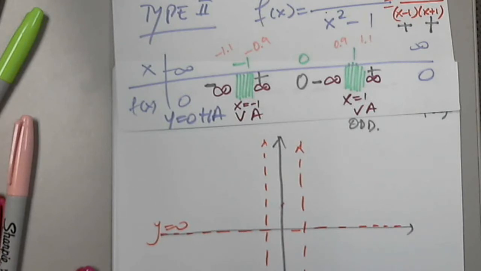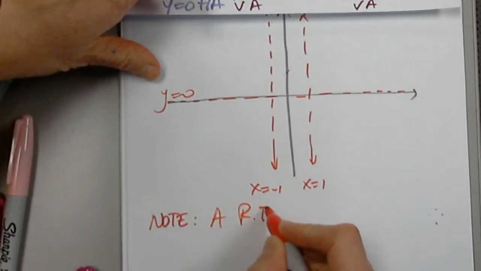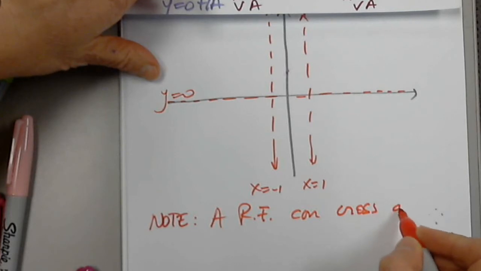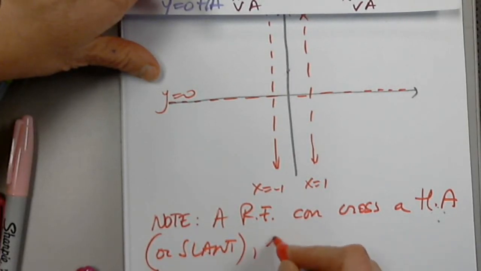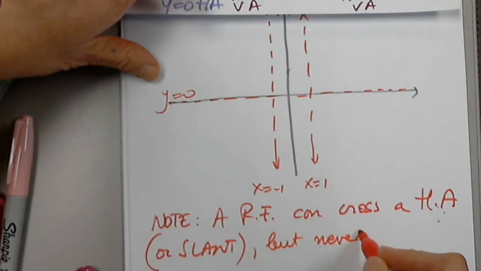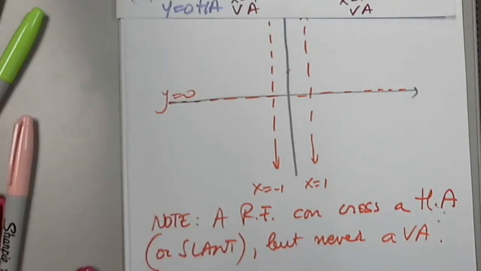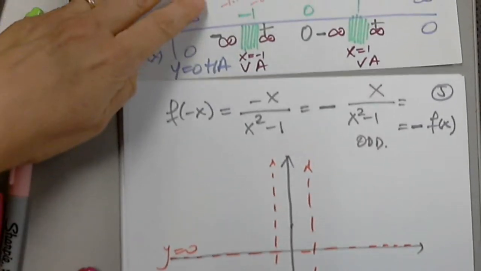So yes, we'll write a note. The vertical asymptote, the function can never cross; a horizontal one, and a slant, yes. So note, a rational function can cross a horizontal asymptote, I'll put in parentheses, or slant. I'm going to talk about that in a minute. Comma, but never what? Very good. Never a VA. It can cross a horizontal, it can cross a slant, but it can never cross a vertical. Awesome. So now we are ready to graph.